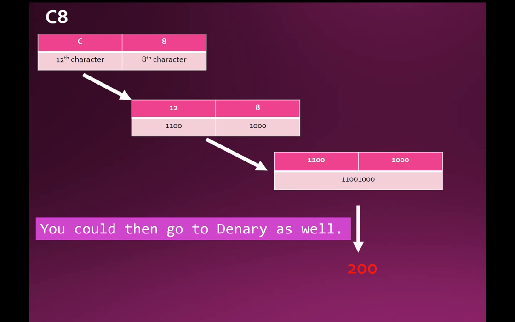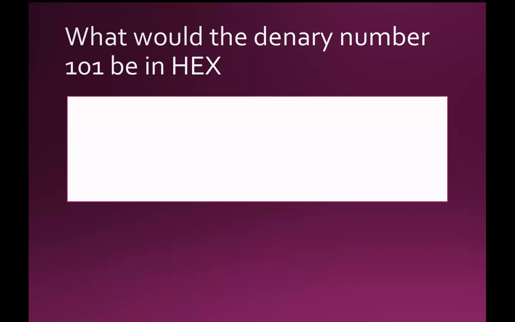If they ask you to, you could then go to denary, as it says at the bottom just there, which would give you the number 200. So C8 at the top of your screen, C and 8 converts to 12 and 8, which makes that in binary. Stick them together, makes 200. All right, so some examples.